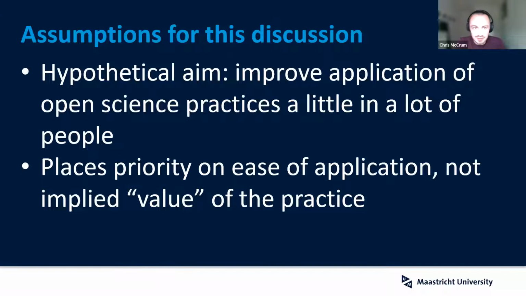So, assumptions for this discussion. The hypothetical aim of what we're going to discuss is to improve the application of open science practices a little in a lot of people, because at the moment we have a few people doing relatively a lot of open science practice, which is fine. It's not necessarily that it has to be one way. And it's obviously, as the registered report revealed and many other related publications have shown, not the general rule that these practices are applied. The discussion today places priority on the ease of application of practices, not the implied value of the practice. So you have to try and separate that in your minds. We're not talking about the most effective ways to open science or the most societally valuable practices or the ones that give you the biggest bang for your buck.